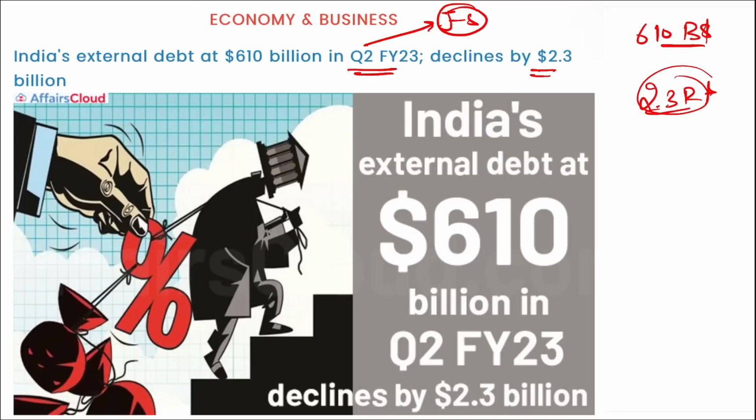Excluding the valuation effect, the increase in the external debt would have been around $8.3 billion instead of decreasing by $2.3 billion at the end of the second quarter over the end of first quarter. So remember, India's external debt for the second quarter stood at $610 billion. That was $2.3 billion less than the first quarter of the 2023 fiscal year.